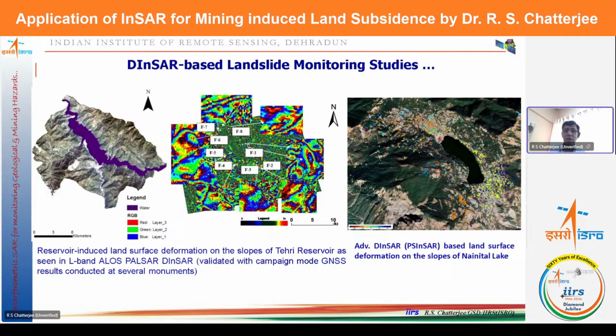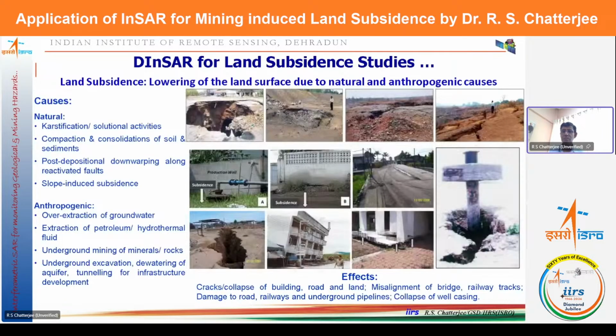Now coming to the land subsidence studies. Land subsidence is basically the lowering of the land surface due to natural and anthropogenic causes. Natural causes are several, like acidification, compaction and consolidation of soil and sediments, post-depositional downwarping, then slope-induced subsidence as well. But what is important to us is anthropogenic, like over-extraction of groundwater that you have listened to in the previous lecture, groundwater over-extraction and land subsidence.